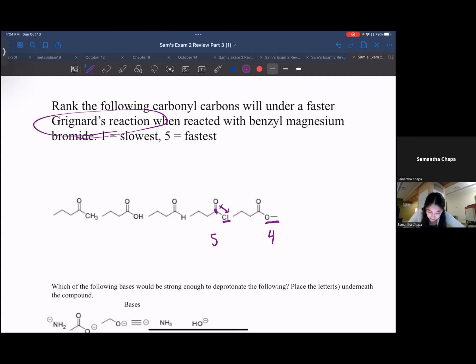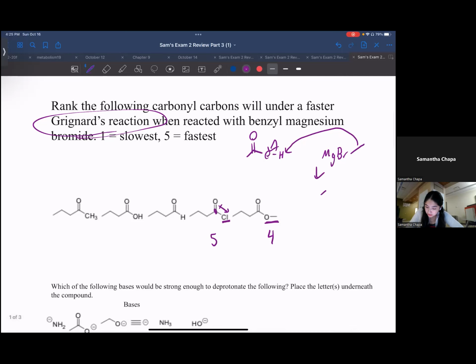Then I'll go for the 3rd one. From here, we would think this would be our next one, the 3rd one. But remember how we were talking about carboxylic acids and how a Grignard reagent can count as a base. So something like this is not going to undergo a Grignard reaction. It's going to undergo an acid-base reaction. So it'll give you a product like this.